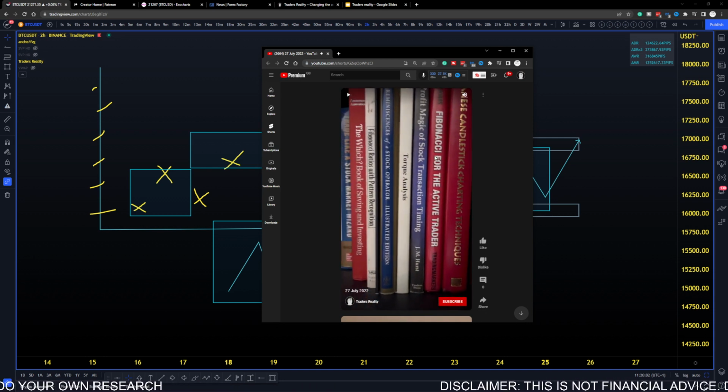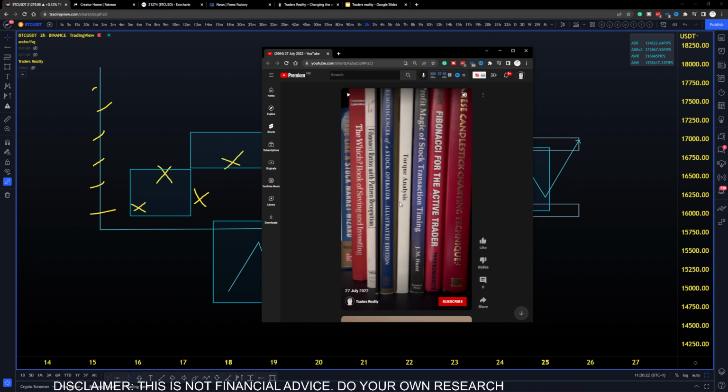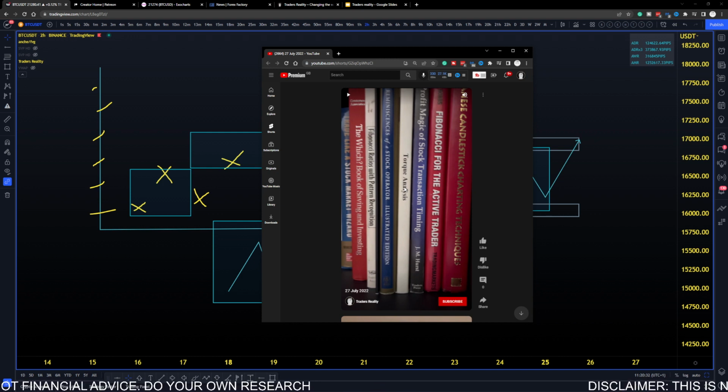We now have Steve Nison's Japanese Candlesticks. Okay, we have this guy, Derek Hobbs. All right, Fibonacci for the Active Trader. Profit Magic of Stock Transaction Timing, J.M. Hurst. This is an unbelievable book. This book, technical analysis, is so complex. You would not believe it. How Hurst himself came up with the ideas of cycles, geometrical cycles, seasons, astrology, and he bases his information on the power of a move.